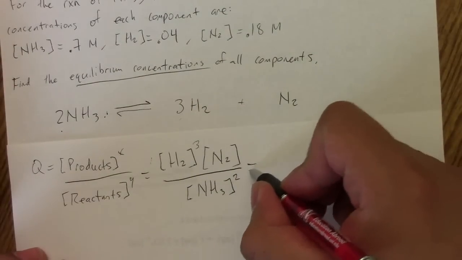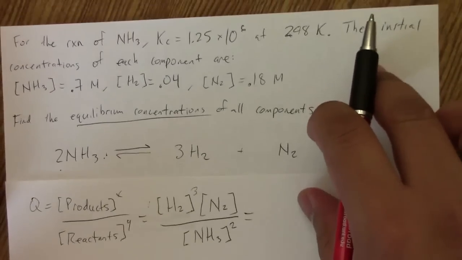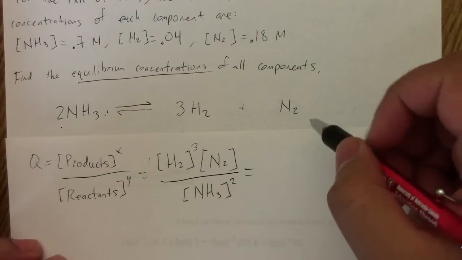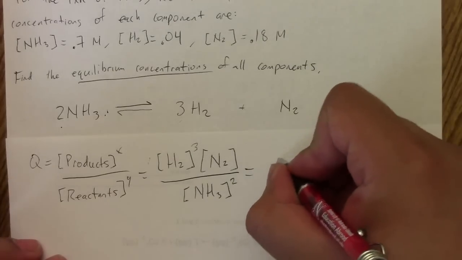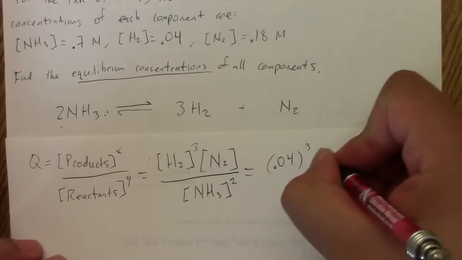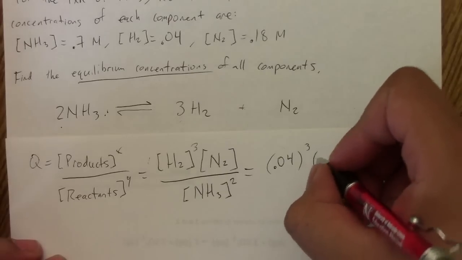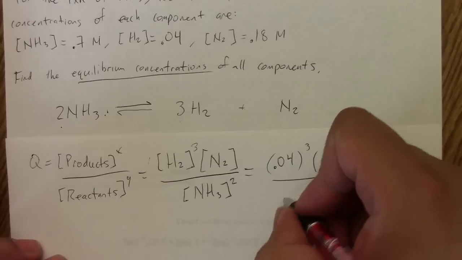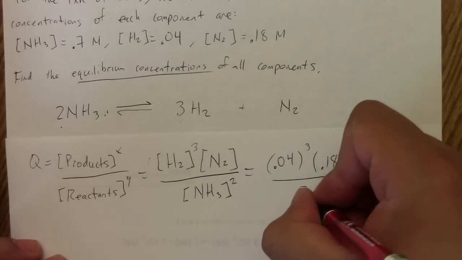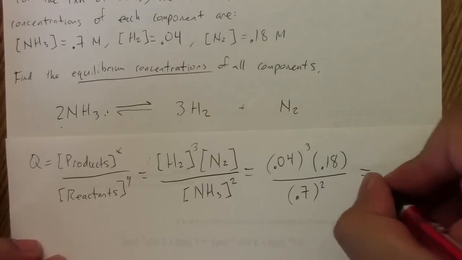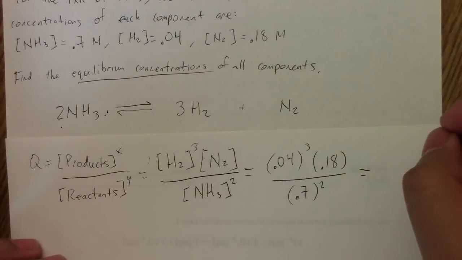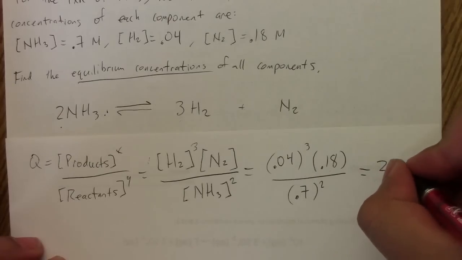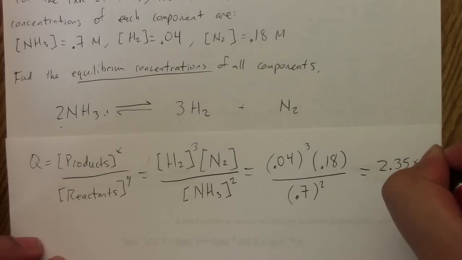We do need to put some numbers in to find out how this relates to our K, which we have given to us, by the way. So let's plug in the numbers for our concentrations. For H2, we had 0.04. That's going to be cubed. For N2, we have 0.18. And down below, we have quite a bit higher concentration of NH3. That's going to be 0.7, and we're going to square that. Go ahead in your calculator, do that math. Hopefully you will also find, as I did, that Q is equal to 2.35 times 10 to the negative fifth.